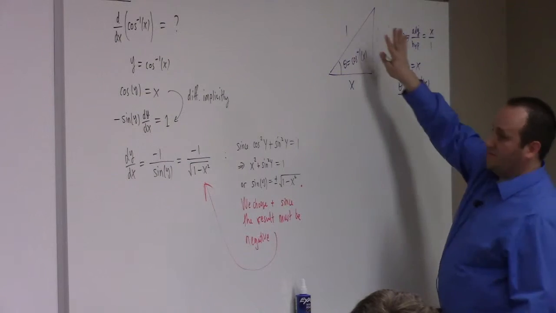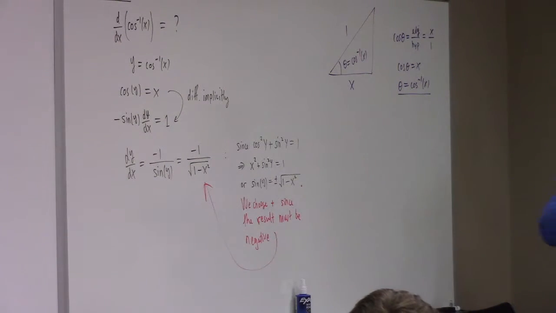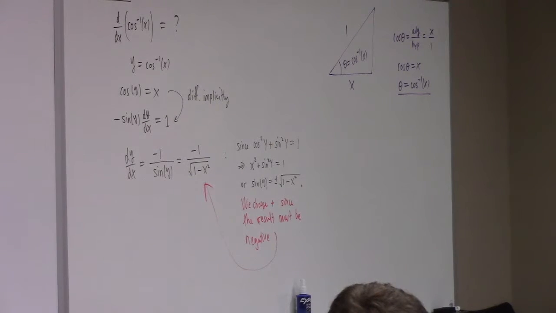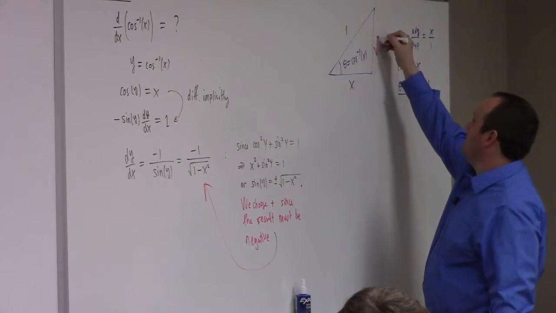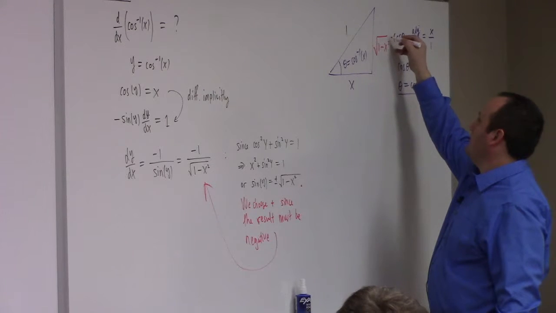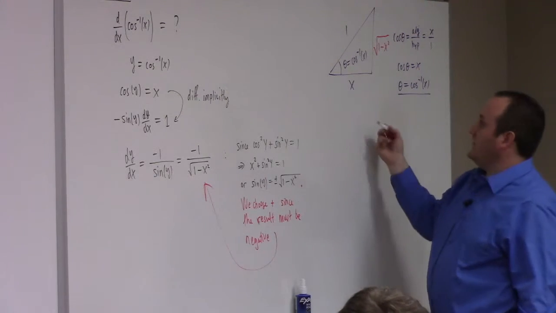This triangle is a visual representation of those identities. Makes sense, right? It's a reasonable start. Now that you know that, where do you go from there? Well, the Pythagorean theorem tells you this side is the square root of 1 minus x squared, right? And once you have that, it's easy.